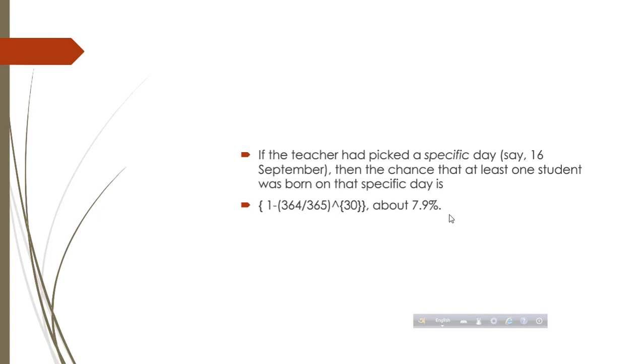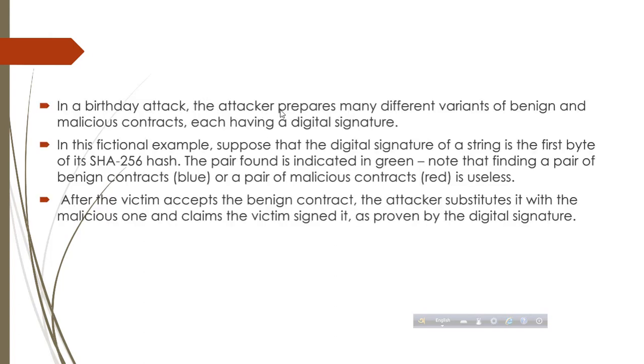In a birthday attack, the attacker prepares many different variants of benign and malicious contracts, each having a digital signature. In this fictional example, suppose that the digital signature of a string is the first byte of its SHA-256 hash. We are taking the pair found, indicated in green. Note that finding a pair of benign contracts, blue, or a pair of malicious contracts, red, is useless. The attacker has the victim accept the benign contract, then substitutes it with the malicious one and claims that the victim signed it, as proven by the digital signature.